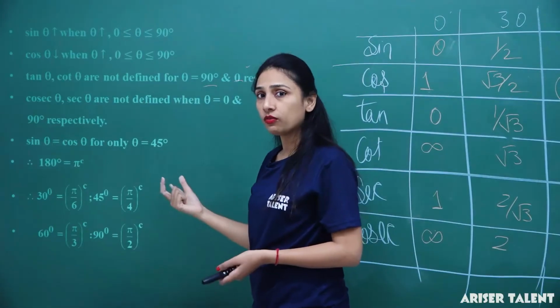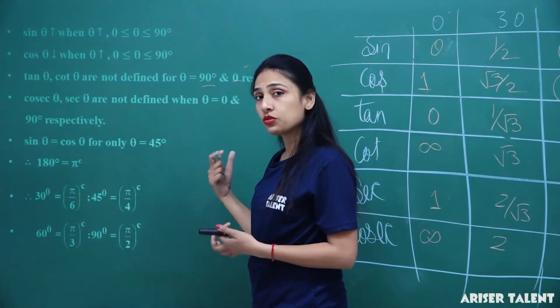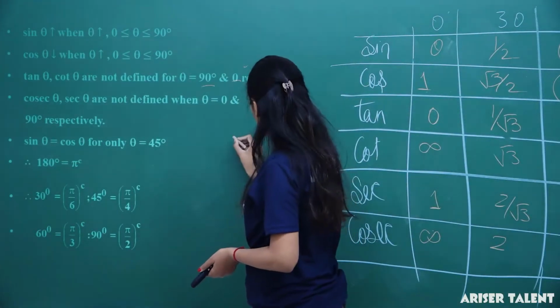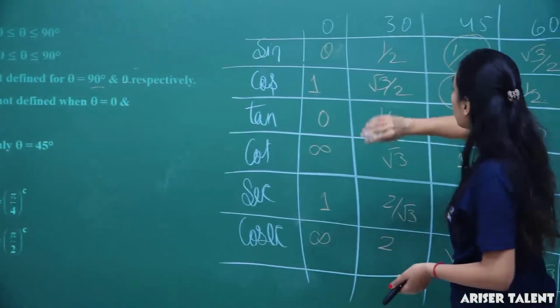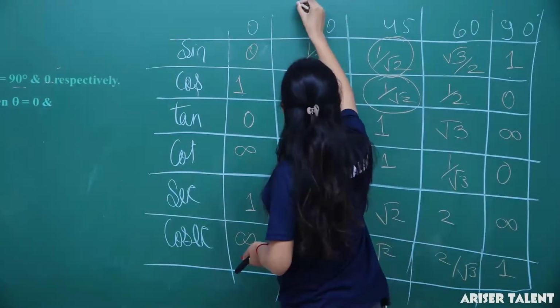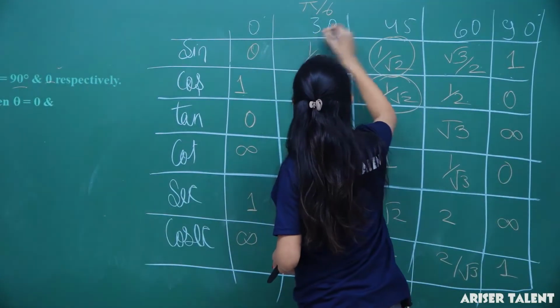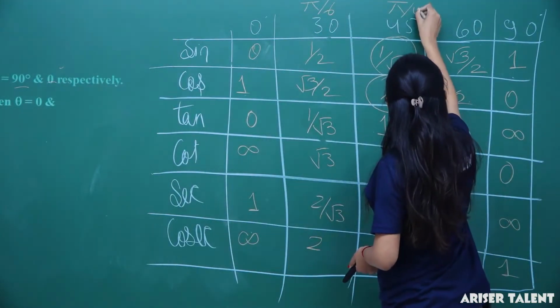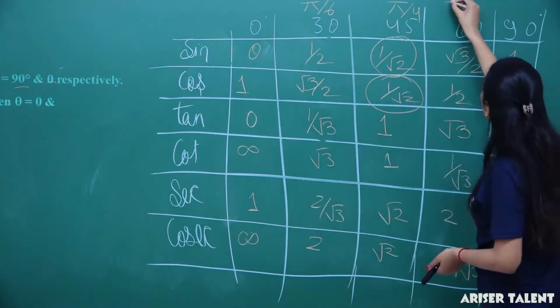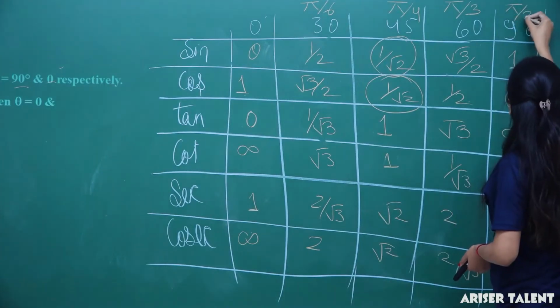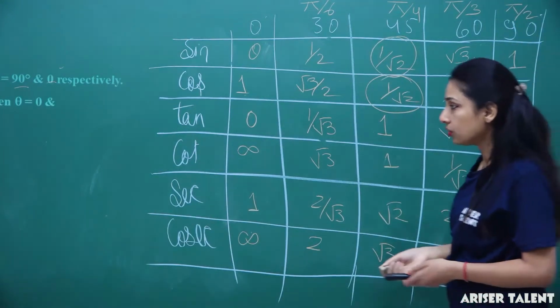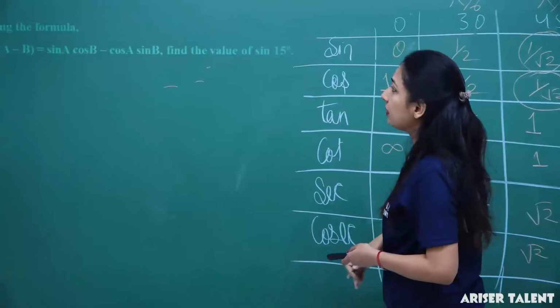180 degree is equal to pi. So we can write 0 as 0, then pi by 6, pi by 4, pi by 3, pi by 2. So these values can be written like that.